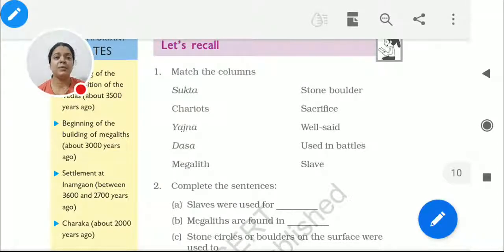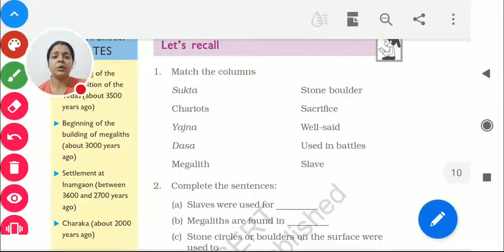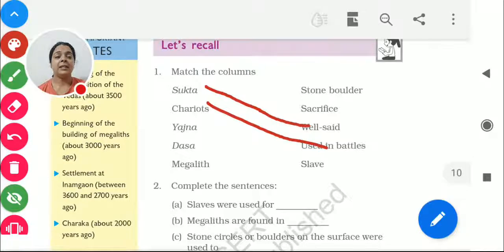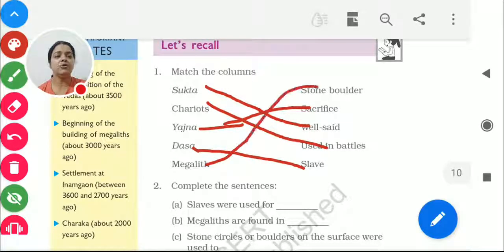The first answer we have is Sukta. So what is the answer for Sukta? The Sukta will be, well said. Chariots: it's used in battle. Then comes Yajna. Yajna is what? Sacrifice. Okay, Das is a slave and megaliths are the stone boulders. So this is the correct answer over here.